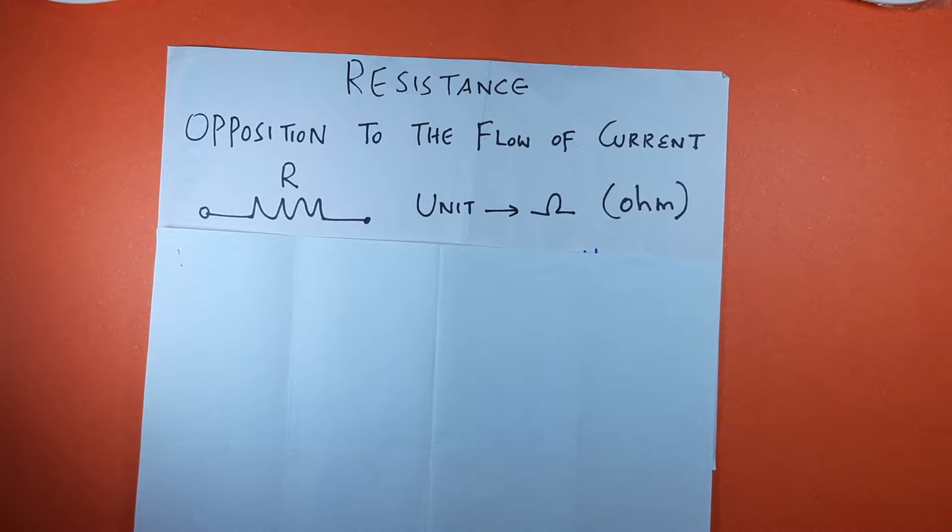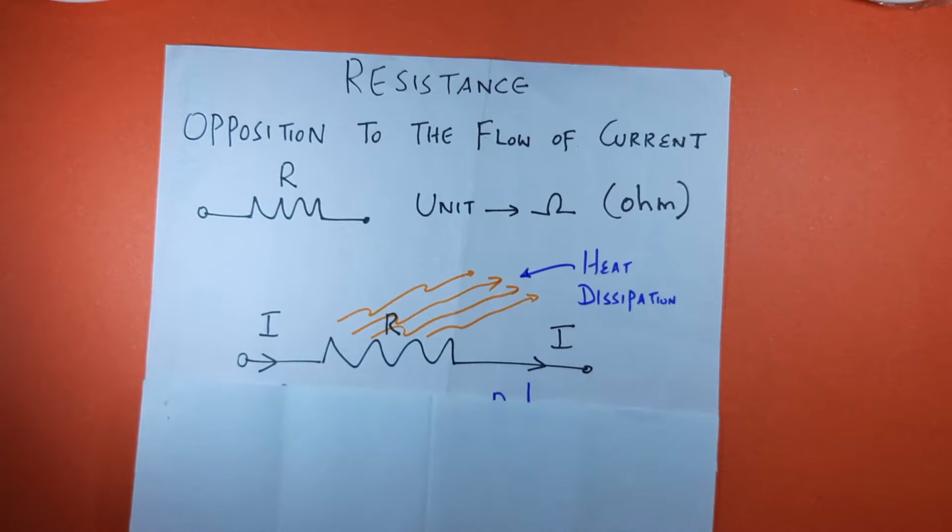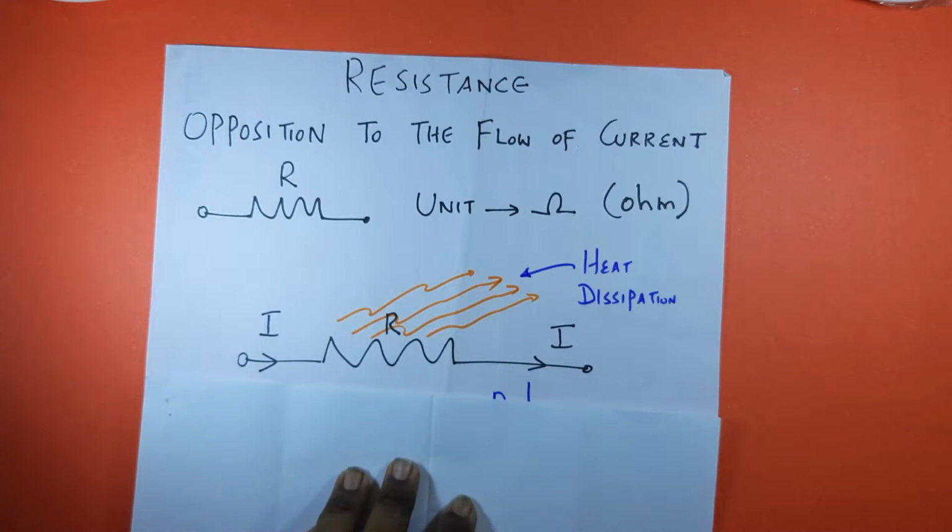This opposition is due to collisions and friction between free electrons with other free electrons, ions, and atoms. And this collision converts the applied electric energy into heat, and hence heat dissipates from a resistor when current passes through it. So, whenever current passes through a resistor, heat gets dissipated.